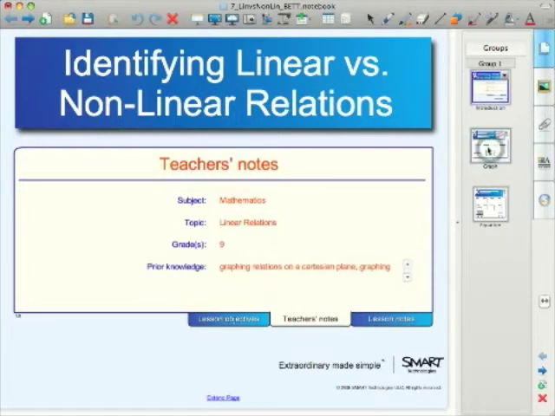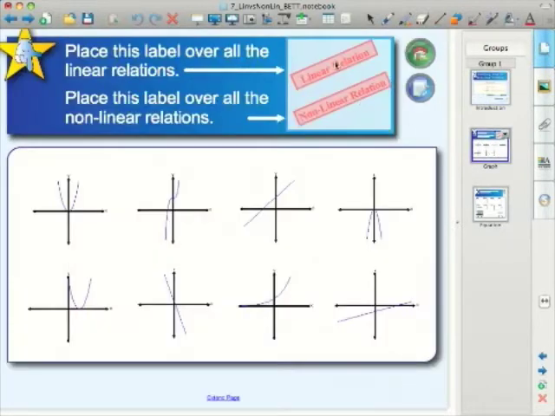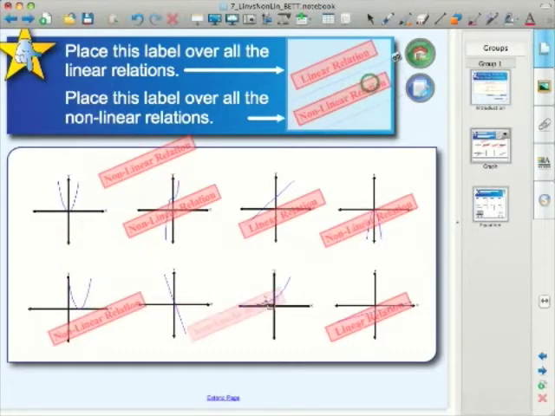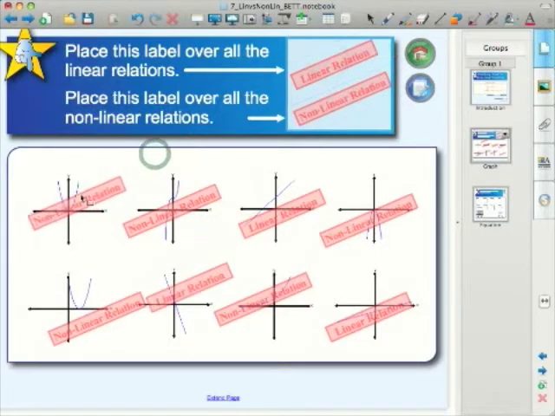So here's a quick slide that has students drag a linear, what I like to call stamp, over all the linear equations, and students have to grab and drag this nonlinear stamp over the nonlinear equations. And all I've done is pre-created several graphs, created a box with some text around it, and infinitely cloned it.